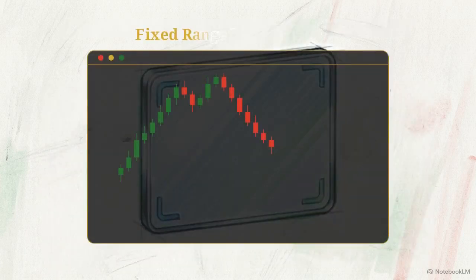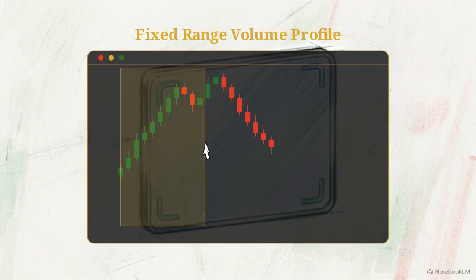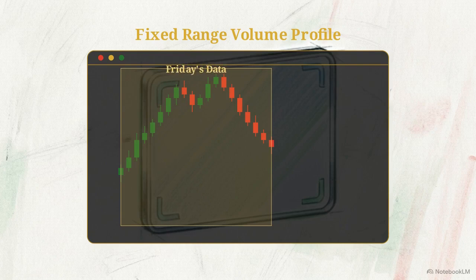To build that map, we use the fixed range volume profile. You anchor this tool from the exact opening bell to the exact close of the previous trading session. If you are trading Monday, you pull Friday's data. This generates a histogram on the side of your chart, showing where trades were concentrated.